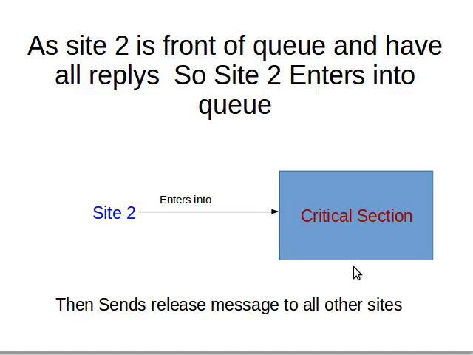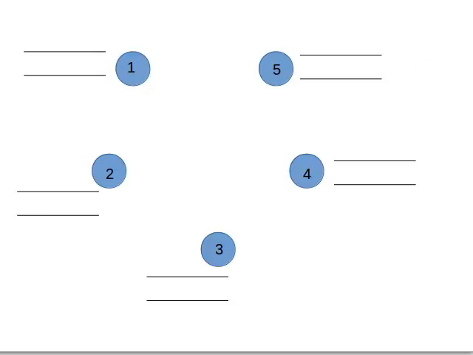On receiving the release message, all the other sites also remove site 2's request. After that, there were no new requests and all the queues were empty. So in this way, Lamport's mutual exclusion algorithm to enter into the critical section is performed.